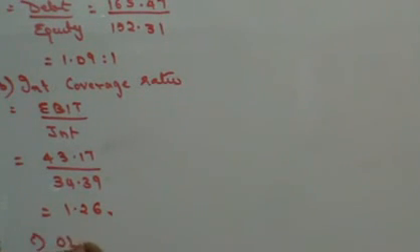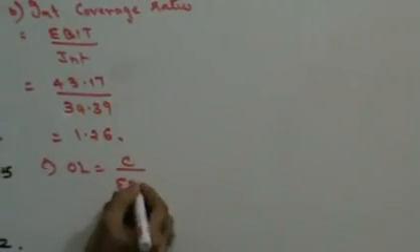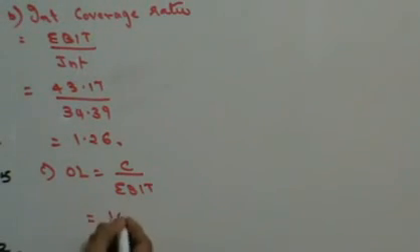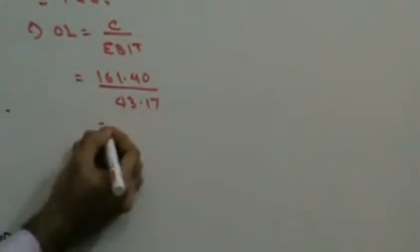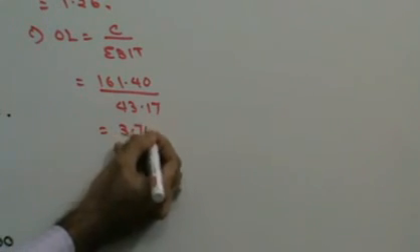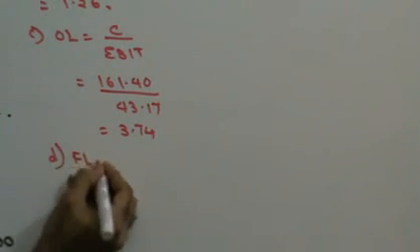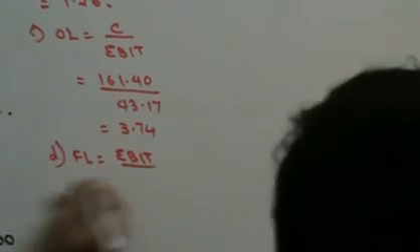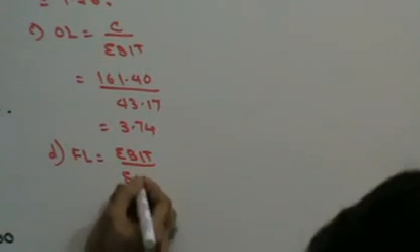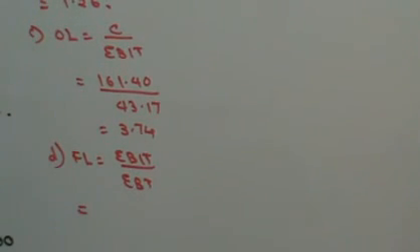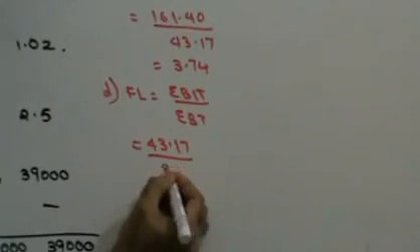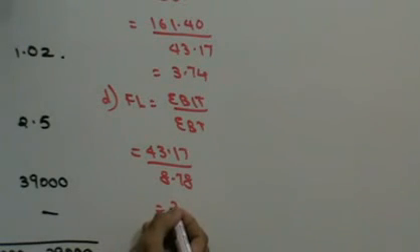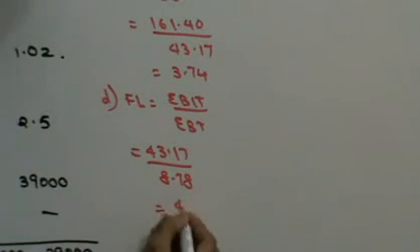We already know how to do this. Operating leverage is contribution upon EBIT. Contribution is 161.40 divided by EBIT 43.17. Someone calculate this: 3.74. And then the last thing that you have is financial leverage. Financial leverage is EBIT upon EBT. EBIT 43.17 upon EBT 8.78. Someone please calculate: 4.72.